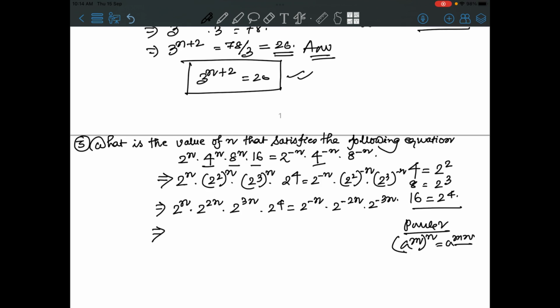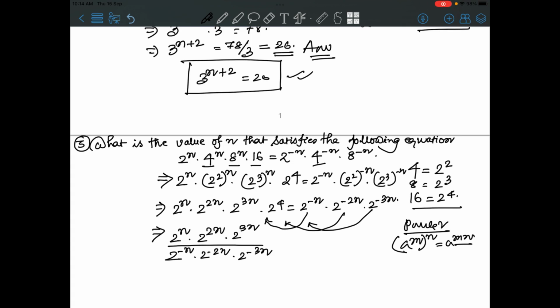Now what are we going to do? We will divide both sides by 2 to the power minus n into 2 to the power minus 2n into 2 to the power minus 3n, or we will shift 2 to the power minus n, 2 to the power minus 2n and 2 to the power minus 3n to the left hand side. Now we can write 2 to the power n, 2 to the power 2n, 2 to the power 3n divided by 2 to the power minus n into 2 to the power minus 2n into 2 to the power minus 3n into 2 to the power 4 equals 1.